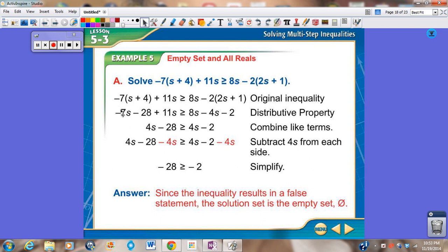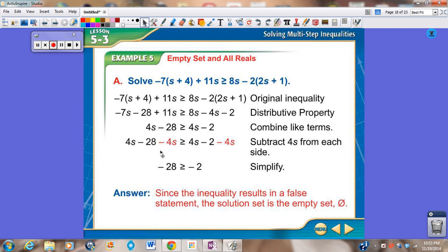So when you distribute -7, you get -7s minus 28 plus 11s is greater than or equal to, and you're going to distribute here. So 8s, and this is minus 4s, and then this is minus 2. Okay, because you're distributing that -2. Now here you want to combine like terms. So if you have a -7s plus positive 11s, you're going to get 4s. And then the minus 28 came from here. Then here you have 8s minus 4s, which is 4s, and then minus 2.